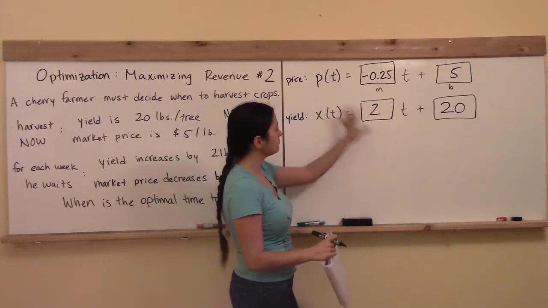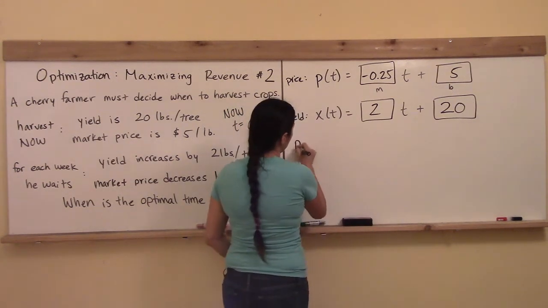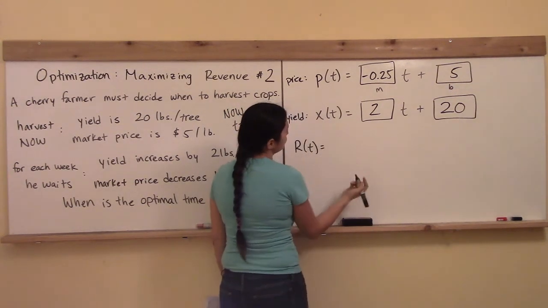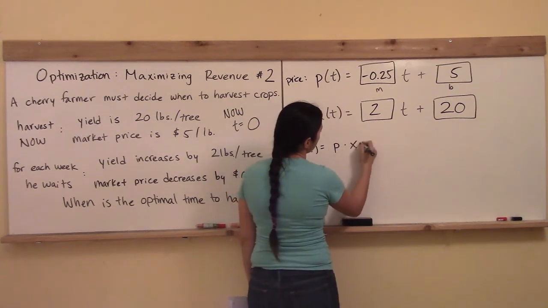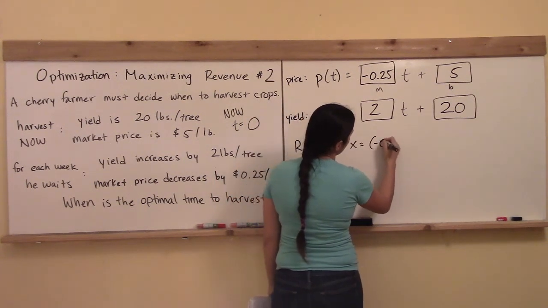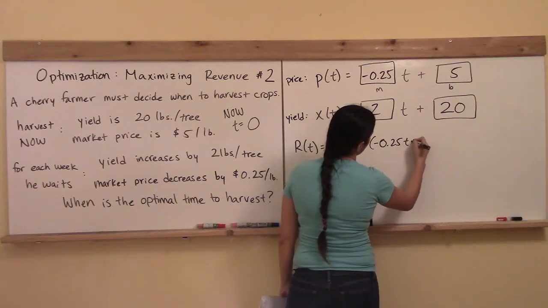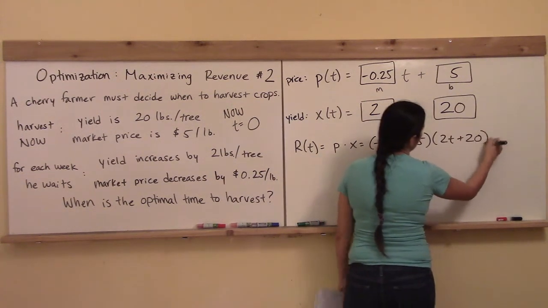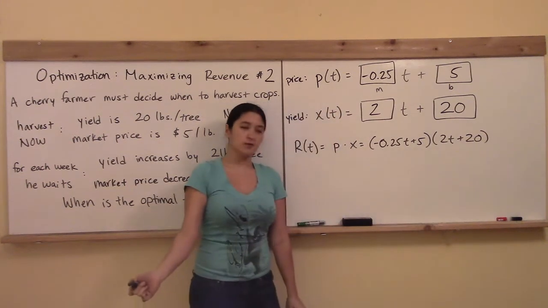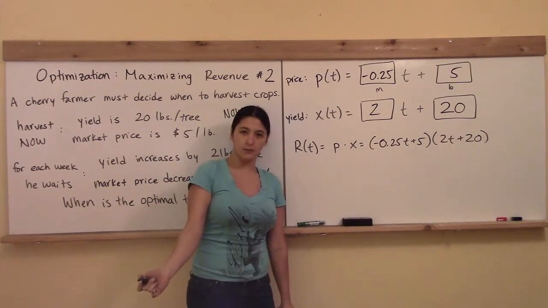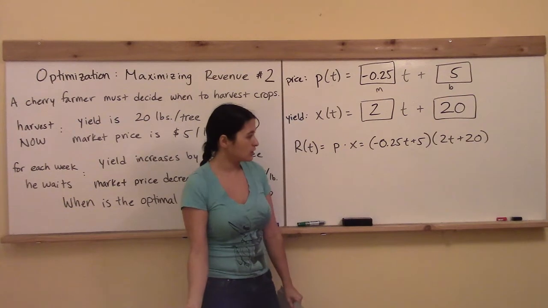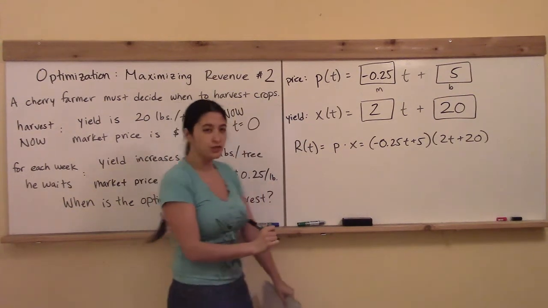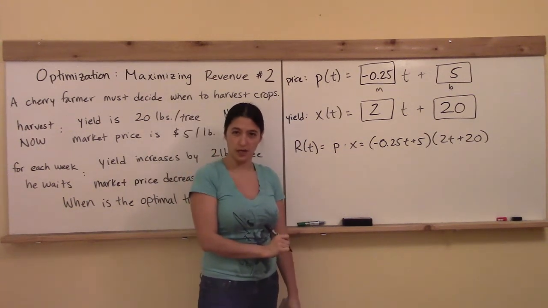Okay, cool. So we filled in both of these boxes, and remember that our total function, total revenue, is going to be p times x, and so that's going to be negative 0.25t plus 5 multiplied by 2t plus 20. And so what we're really after is what is the absolute maximum of this function. Would you like to see that function in another way?